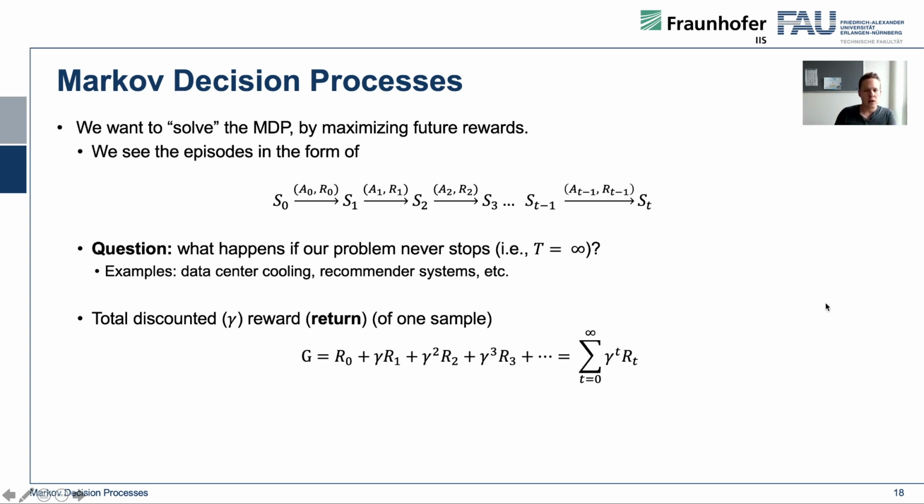Setting gamma to 0 leads to a very myopic evaluation, meaning that we are only interested in immediate rewards, and setting gamma to something like 1 says that I don't care if I get the reward immediately or if I get the reward in 1,000 years, it's equally likely to take this. And what's really convenient is that this infinite sum gets finite if we use a gamma less than 1.